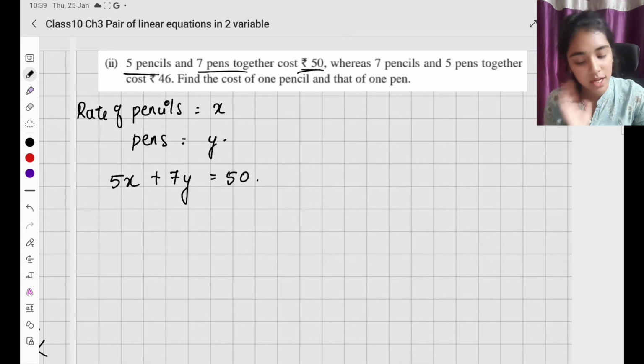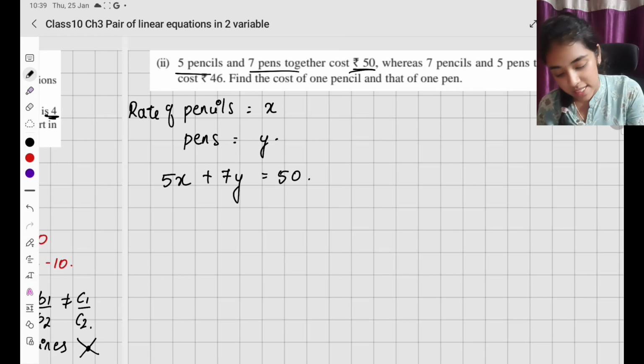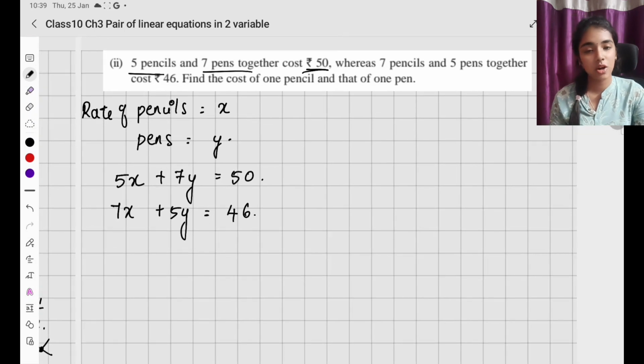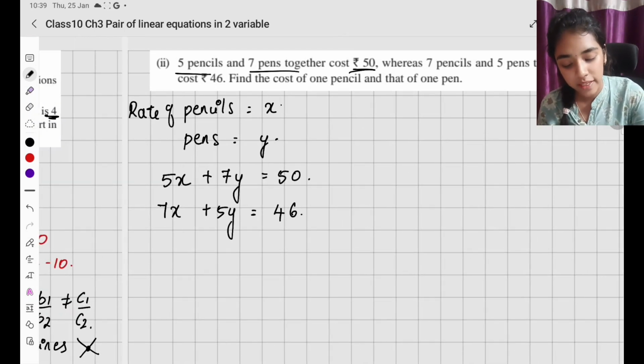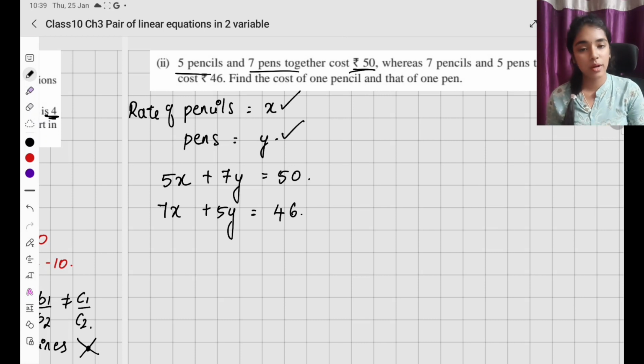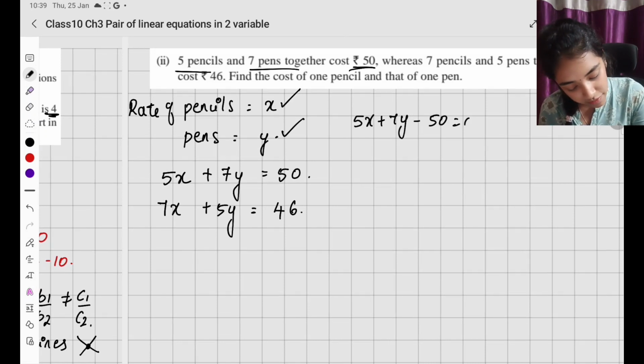This is one equation. What is the other equation? Whereas 7 pencils and 5 pens together, so 7x plus 5y, cost rupees 46. Find the cost of one pencil and one pen. What does that mean? They are telling us to find the cost of one pencil and one pen. They are asking for the x and y values. Okay. Now let me write these equations in the general form. So 5x plus 7y minus 50 equals 0. 7x plus 5y minus 46 equals 0.